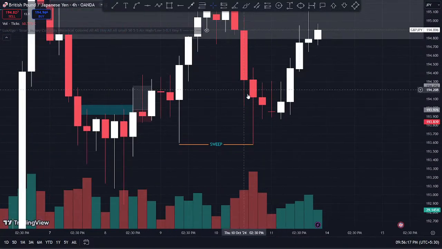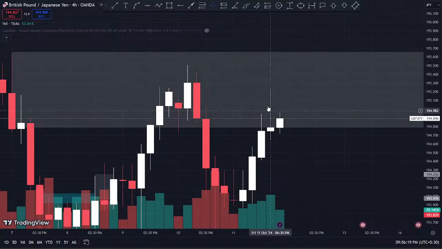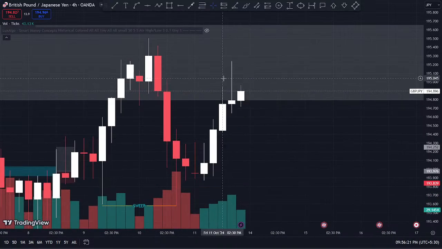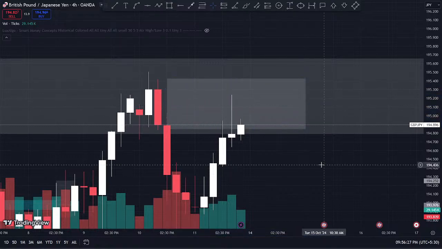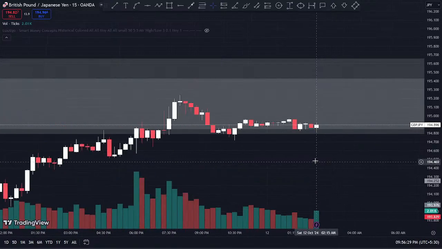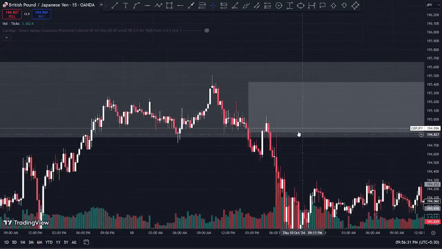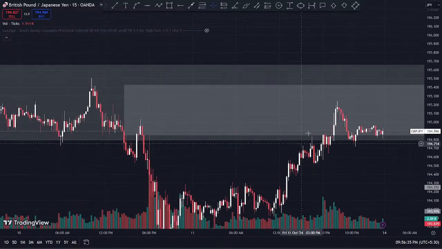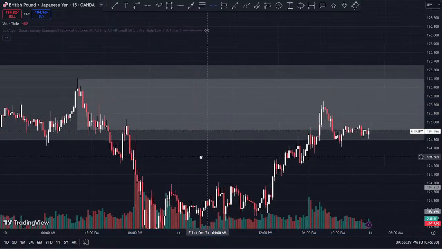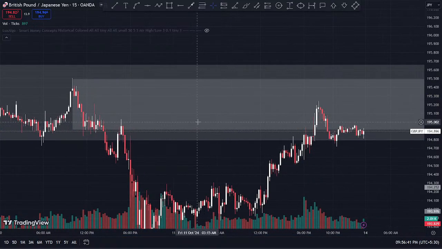Sweep, range breakout, again an inverted hammer, respecting this internal supply. And to switch to a lower time frame, there was a supply. So this was a supply mitigation drawdown.